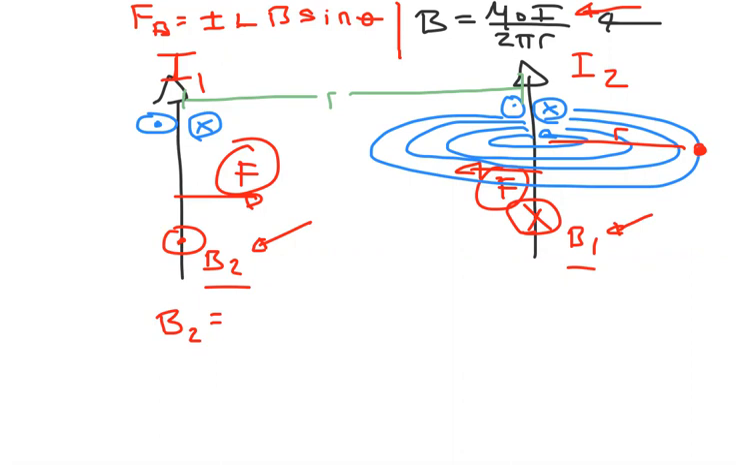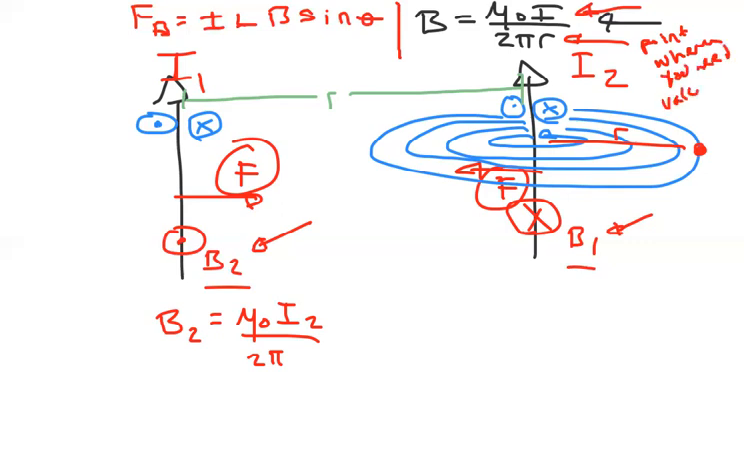Well, what's the source of B2? It's I2, right? So it's that simple. Nothing tricky. And again, R is what you're trying to find. Remember, this R is going to be the point where you're trying to find the value of the magnetic field. Okay.